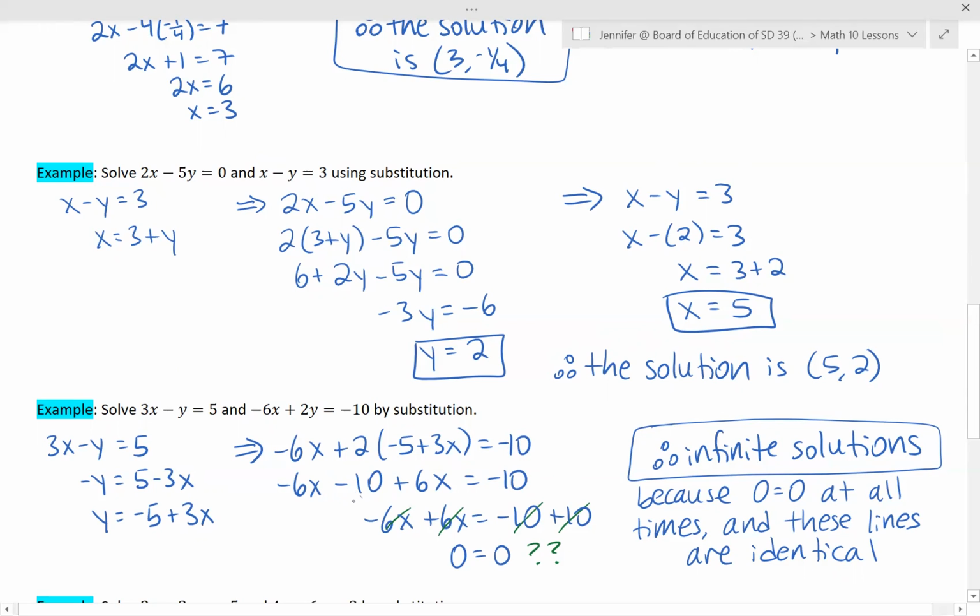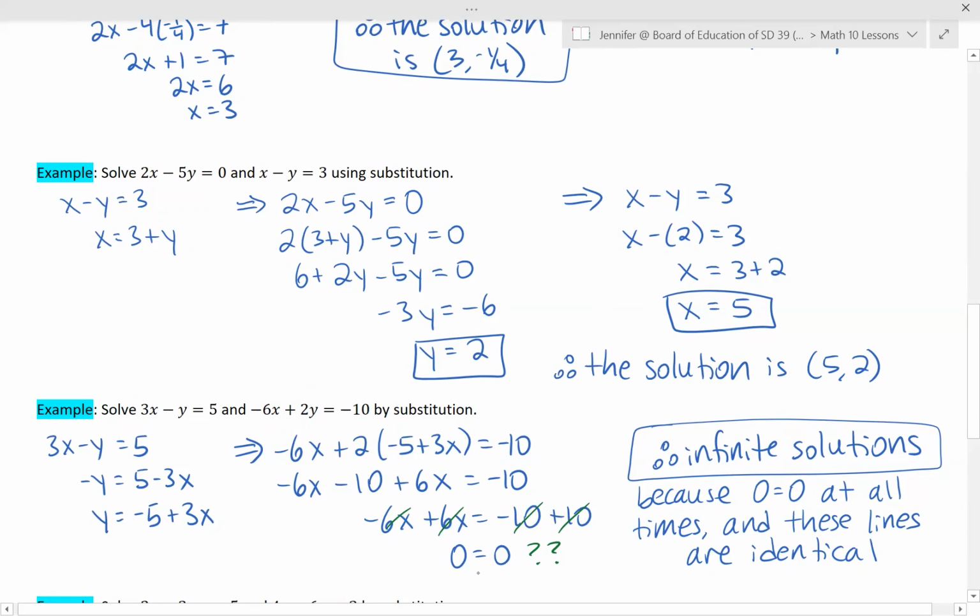So we're left with 0 equals 0. We know that this has to be infinite solutions because 0 does equal 0 at all times in all situations. The other way that we know that this has infinite solutions is because these lines are identical. If we take every term in the second equation here and divide it by negative 2, then we would get this first equation. So they are identical lines.